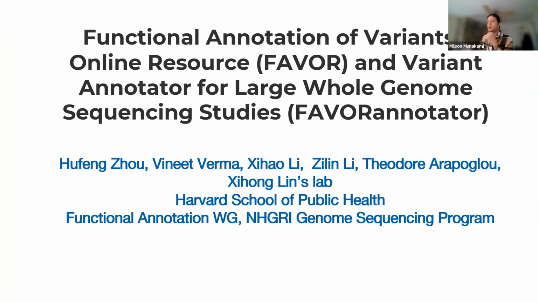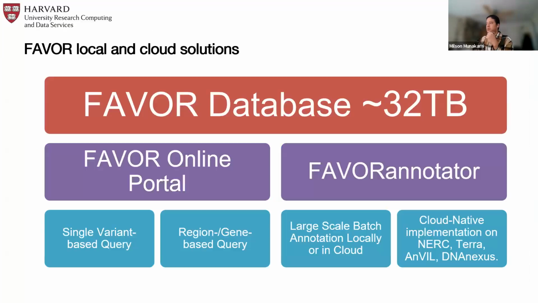Another project is Functional Annotation of Variants Online Resource, also known as FAVOR. And also they have this annotator that is used for large whole genome sequencing studies. So overall, they want to generate a database that is around 32 terabytes in size, and those data can be searched using online portals, so that the user can query in different formats like single variant, region, and gene variants. And they also have this annotator that is used as a curator to query many data sets from different sources.